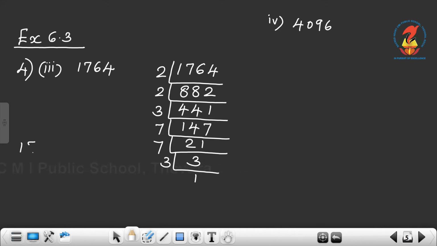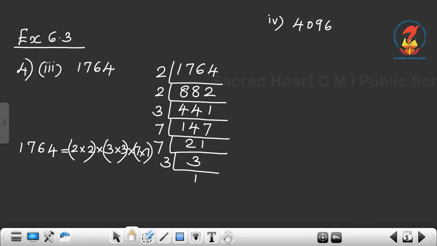Therefore, 1764 is equal to 2 into 2 into 3 into 3, then next 7 into 7. Now we have to group them.